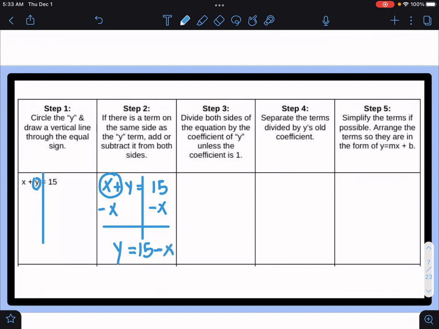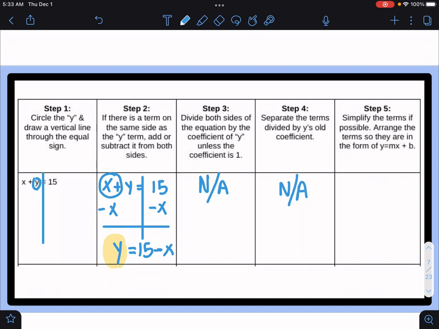Next step, divide both sides of the equation by the coefficient of y, unless the coefficient is 1. Remember, coefficient is the number in front of y. Well, the number in front of y here would just be 1. It's imaginary, so I actually don't have to do this step. Step 4. Separate the terms divided by the y's old coefficient. We didn't have to do any dividing, so that step is not needed.